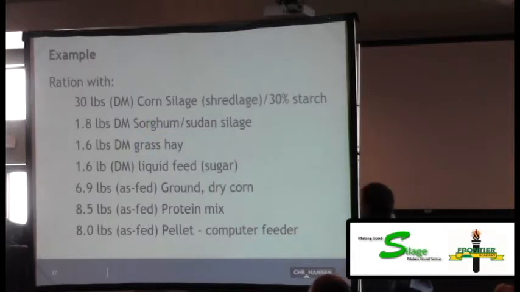Proof. This is a herd from over by Spencer that we did, and I'll go through it quick as an example. They were feeding 30 pounds of dry matter from corn silage, which was shredlage, and 30% starch, so it was a normal starch diet. A little bit of sorghum seed, a little bit of grass hay, a little bit of liquid feed, about 7 pounds of ground dry corn, some protein mix. And this guy had a computer feeder, he put a little pellet through.